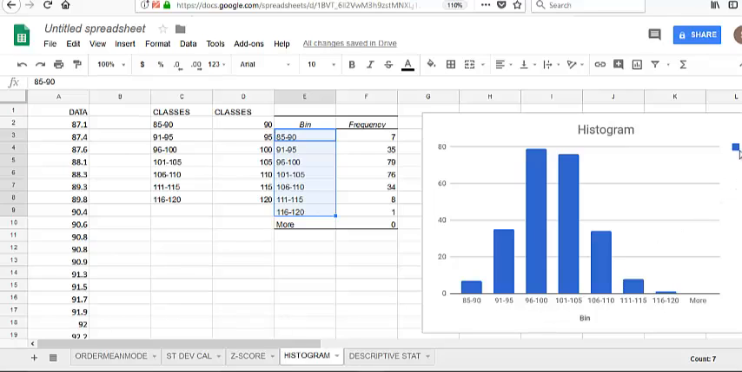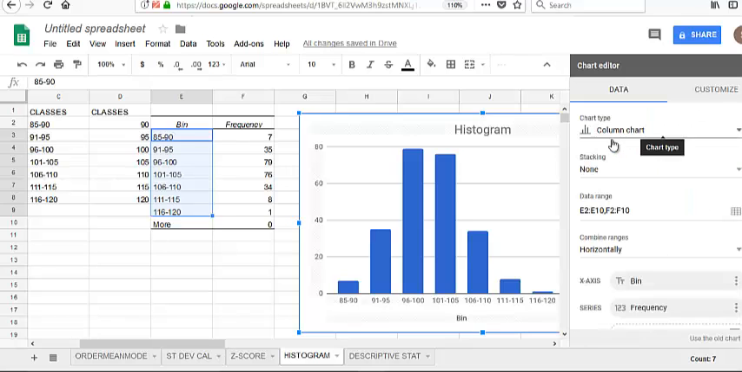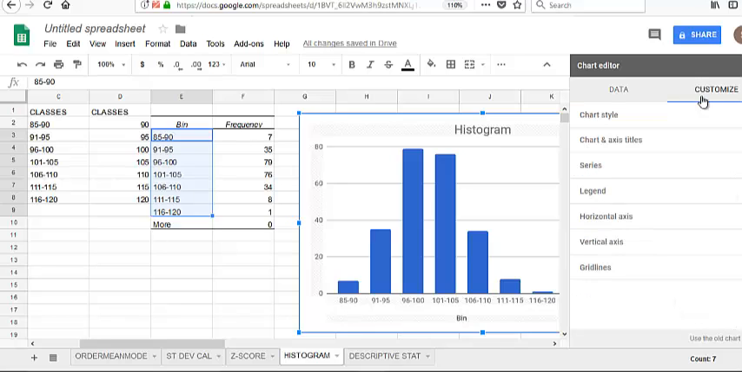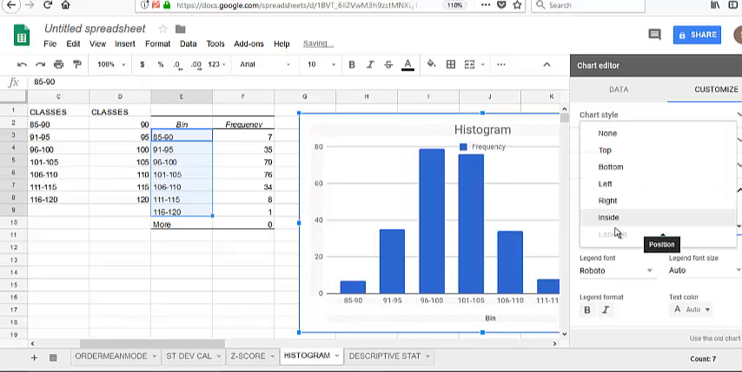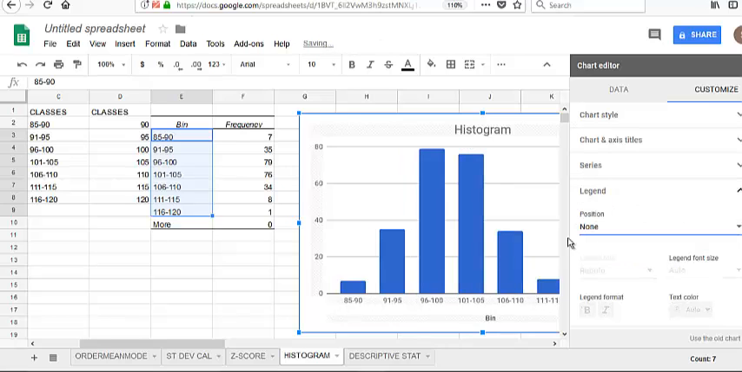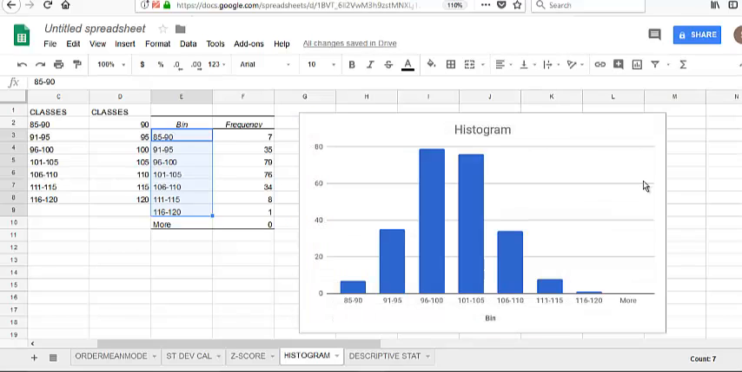Okay. I think I also deleted the legend. So if you go to your graph and you edit it, and you go down to legend, none. Yeah, you don't really need a legend. So that was the only thing on the histogram.